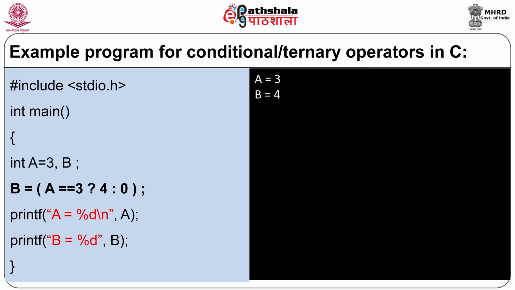Now, in the program you are considering A is 3, and here in the expression you are considering A double equal to 3. So, that is true. When that condition is true, then the value returned is 4, otherwise the value returned will be 0. Now, in this you can see A is 3 and B is 4.